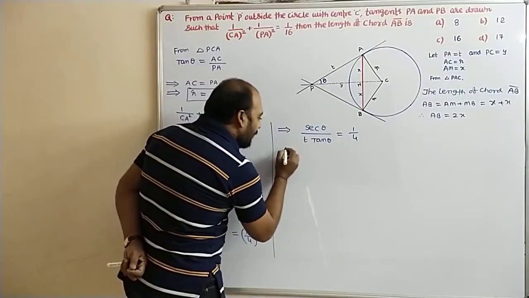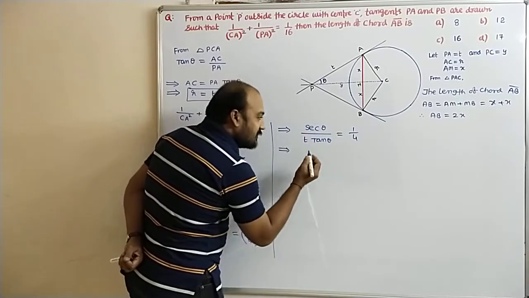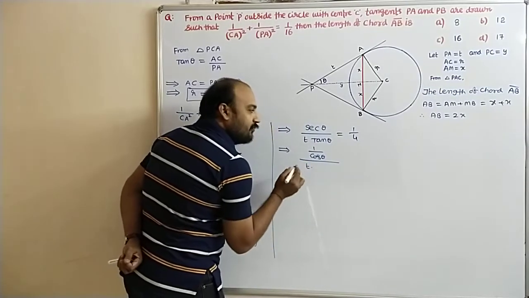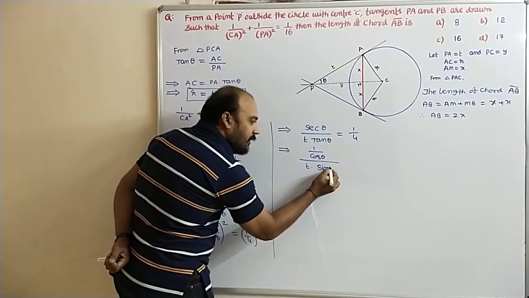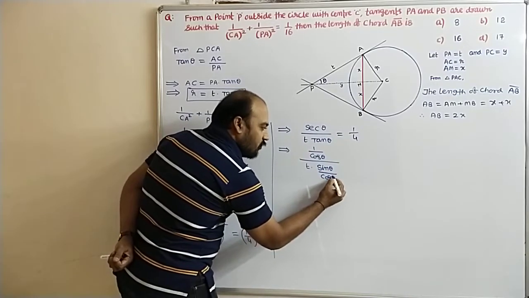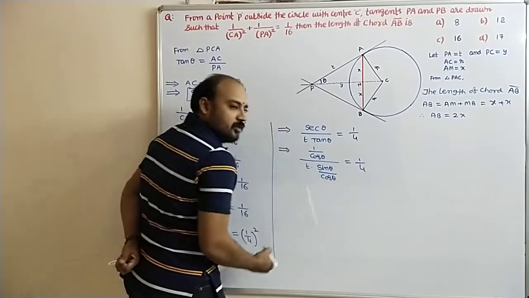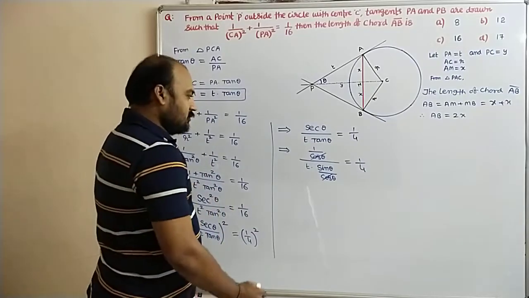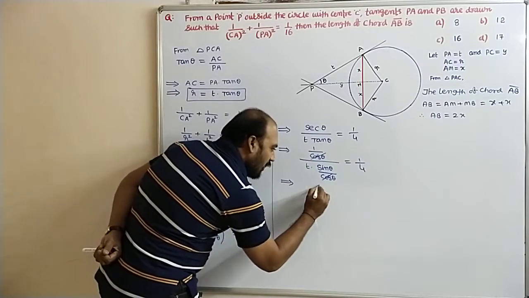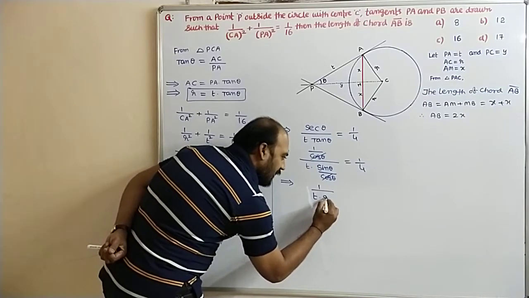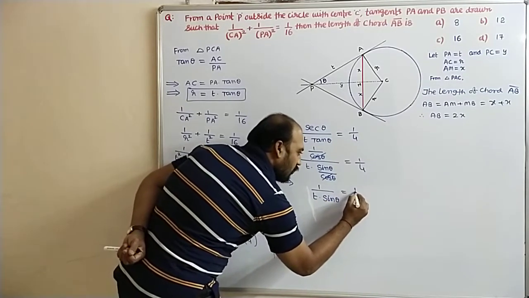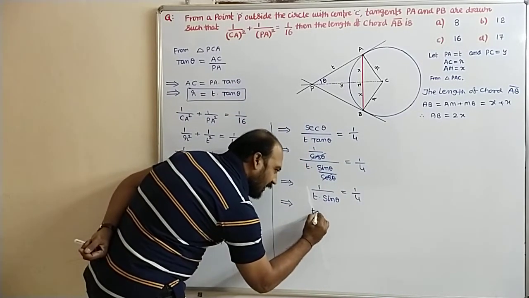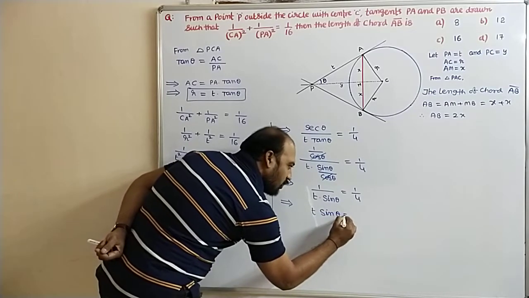Now secant theta in terms of cos: the reciprocal of cos is secant, so we can write 1 by cos theta, divided by t into tan theta, which can be written as sin theta by cos theta, equals 1 by 4. Both cos theta terms cancel in the numerator and denominator, so it becomes 1 by t sin theta equals 1 by 4. That implies, cross multiplying, t sin theta equals 4.